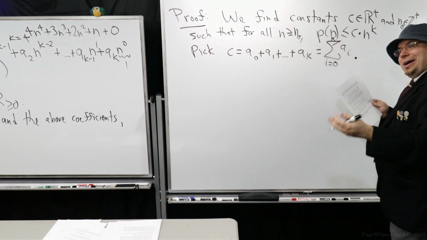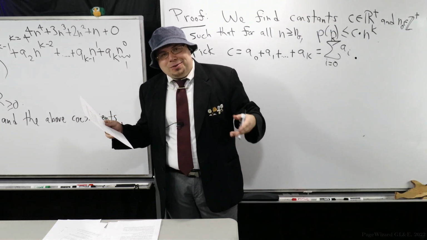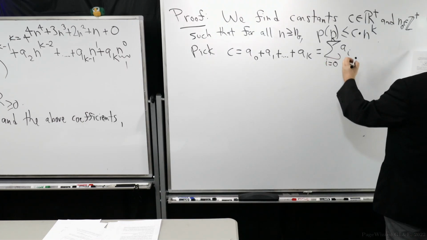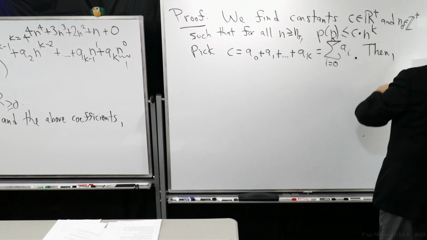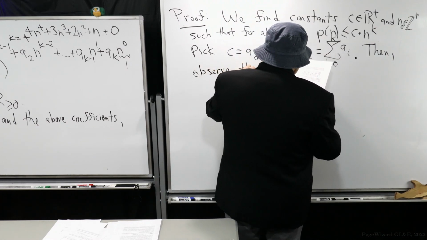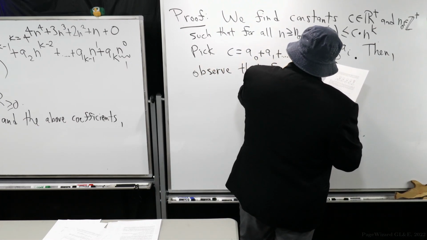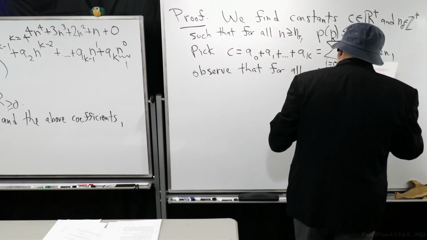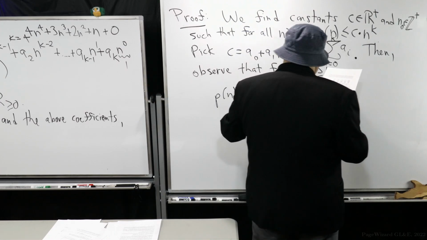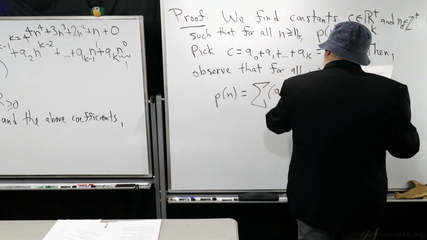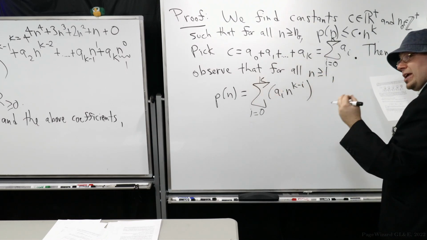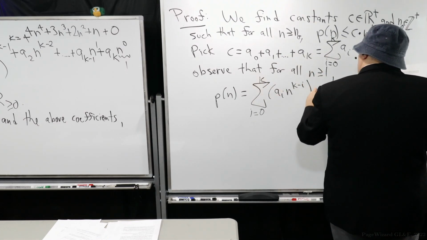Now remember, the way I picked n0 before always ended up being 1. That's not a coincidence, and it's going to be the case here. Then observe that for all n greater than or equal to 1, let's write out what p of n is. P of n is that sum over there, the sum from i equals 0 to k of ai times n to the power of k minus i, right?